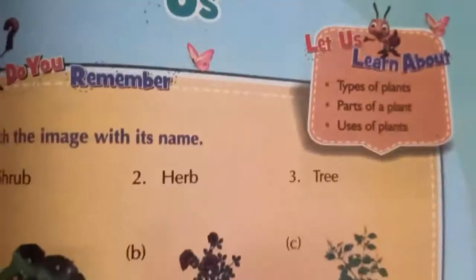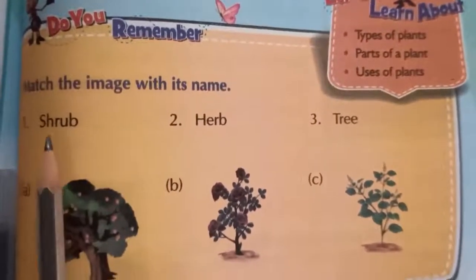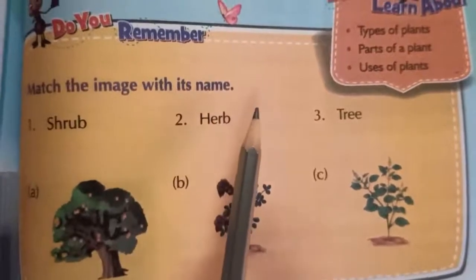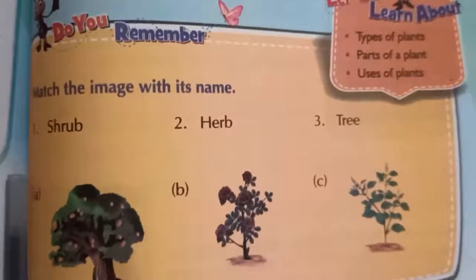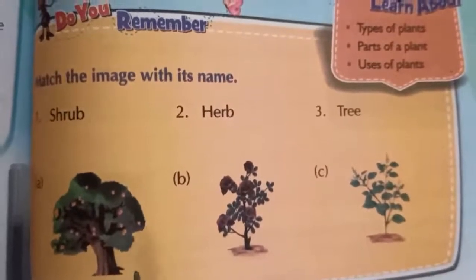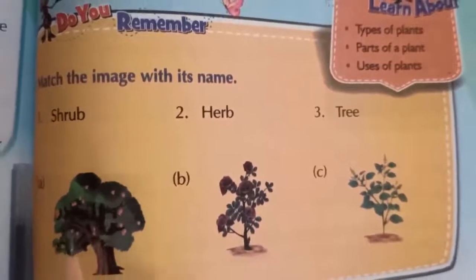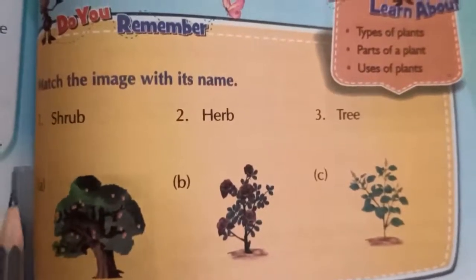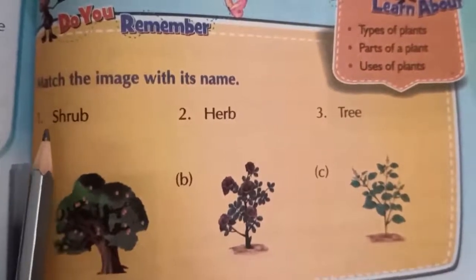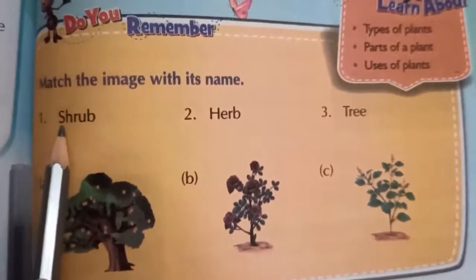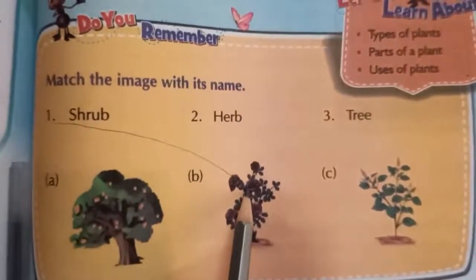Now before starting the lesson, first we solve this small exercise. Match the image with its name. There are given some names and some images of plants. We have to match with the correct one. Shrub. Shrub means a small type of plant which almost has thorns. So it is the rose plant.